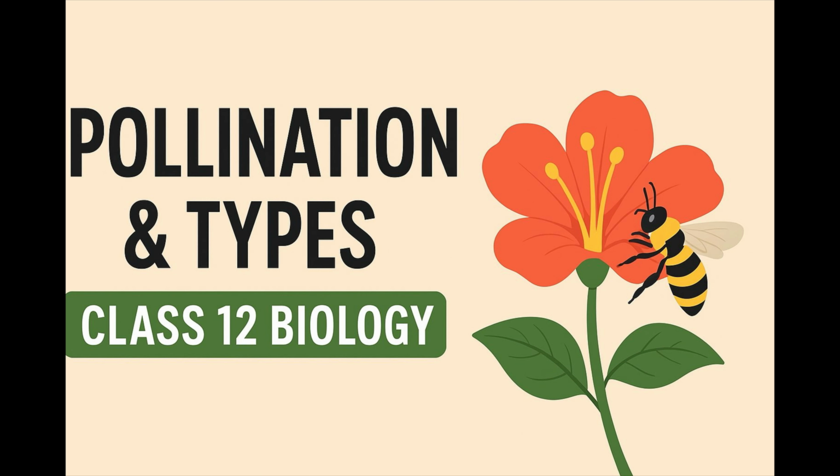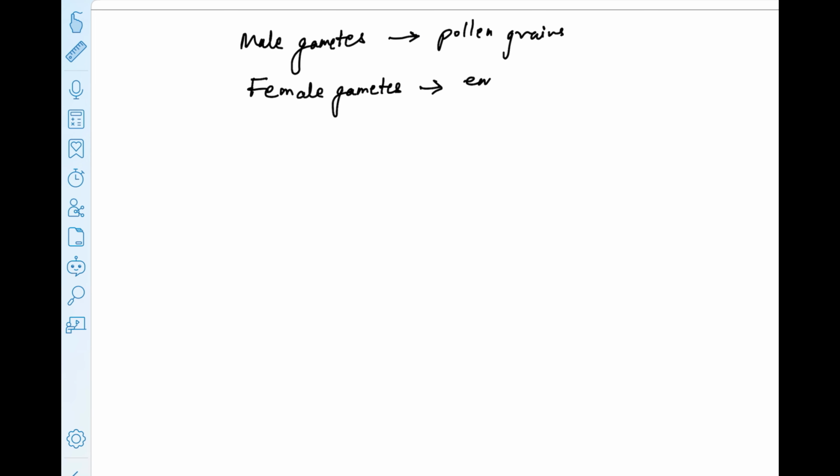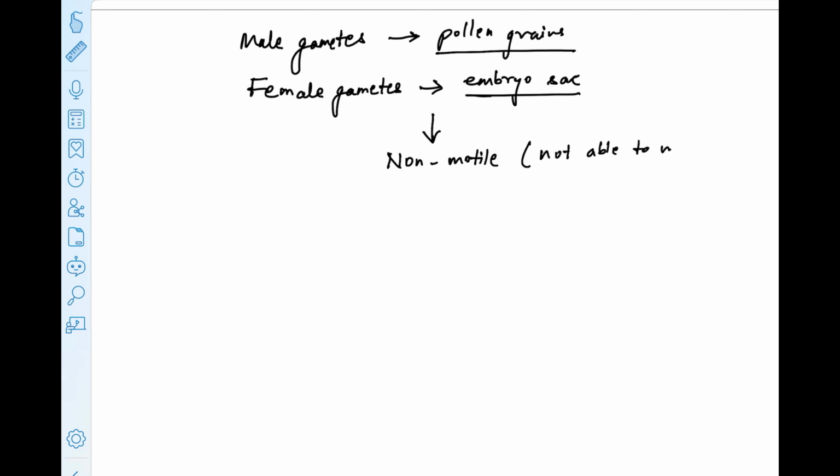Today we are going to discuss pollination. We have already discussed the male and female gametes in detail. And now we know the male gametes are produced in the pollen grains and the female gametes are produced in the embryo sac. And both types of gametes are non-motile. What is the meaning of non-motile? Not able to move. So they have to be brought together for fertilization.